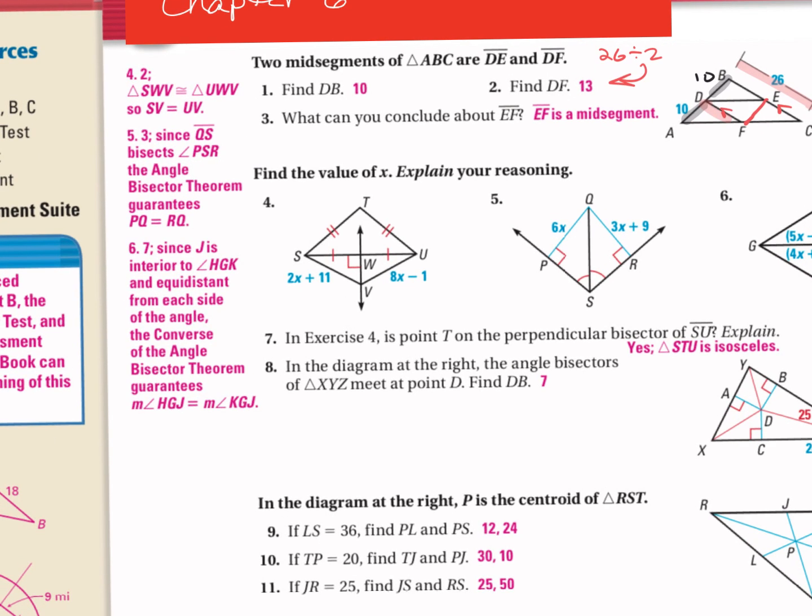So remember that whenever a point is on a perpendicular bisector, for example, point V here is on this perpendicular bisector, and I can tell it's a perpendicular bisector because of the right angle and the 2 congruency marks. So I know that any point on a perpendicular bisector is going to be equidistant from the endpoints of the segment it bisects. To find the answer to number 4, we're going to set 2x plus 11 equal to 8x minus 1. Doesn't matter which side you put the 8x minus 1 or the 2x plus 11.